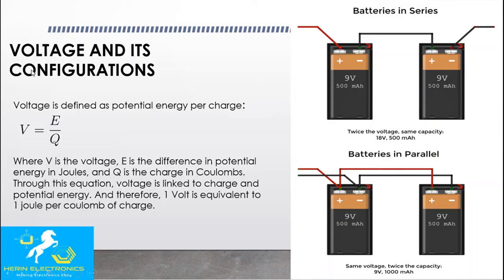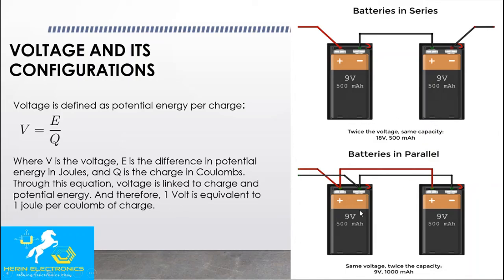Coming to the configuration of power sources, we can consider two batteries with 9 volt and 500 mAh capacity each. When batteries are connected in series, that is, when the negative terminal of one battery is connected to the positive terminal of the other, the voltage in this configuration will be twice, whereas the capacity remains the same. That is, the total output from this battery configuration will be 18 volts and 500 mAh of capacity.